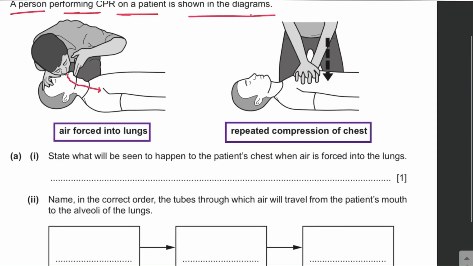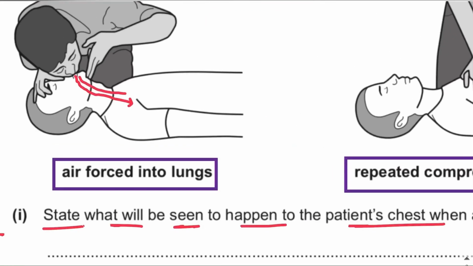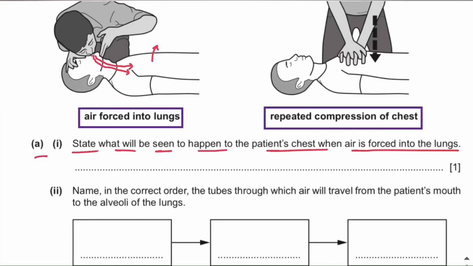Let's discuss the questions. Part 1. State what will be seen to happen to the patient's chest when the air is forced into the lungs. So guys, when the air is being forced into the patient's lungs, obviously the patient's chest will expand. So we will simply write that it will expand.